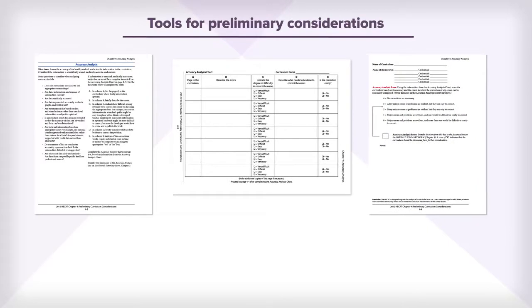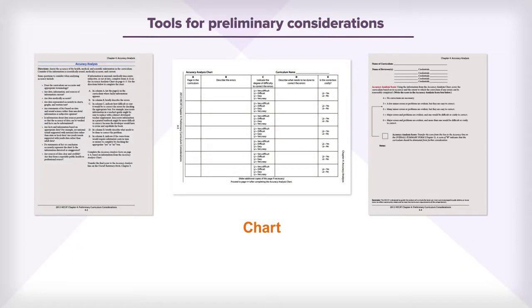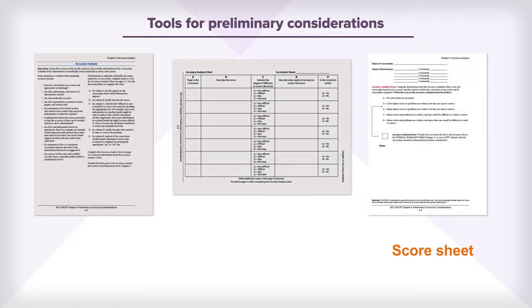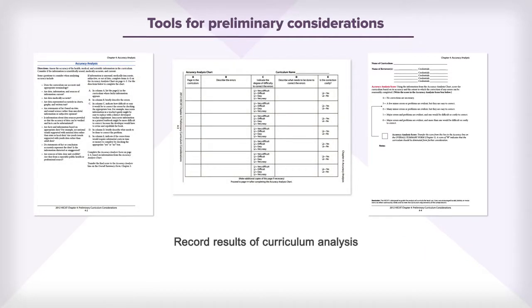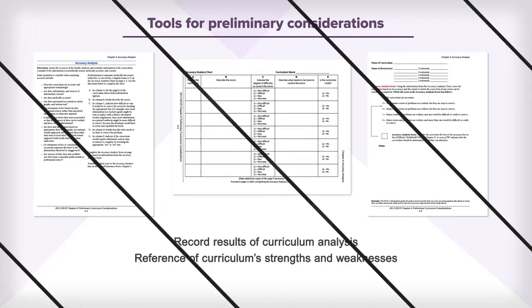This chapter contains the tools needed to help you analyze and score these preliminary considerations. To assess each category, guiding questions are provided in the HECAT. There is also a chart for organizing comments and a score sheet for rating the curriculum content. You can use these forms to record results of your curriculum analysis. The forms also serve as a quick reference of your curriculum's strengths and weaknesses.